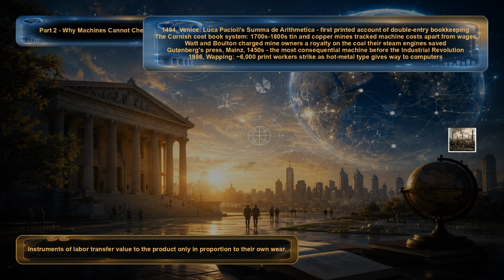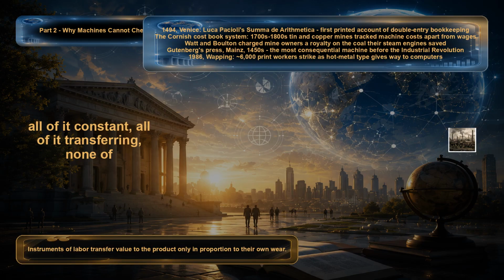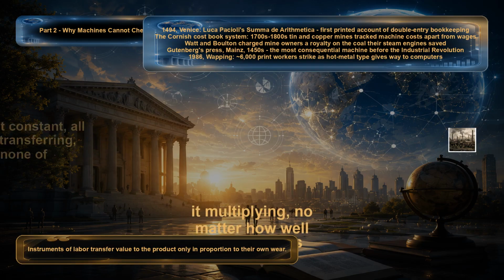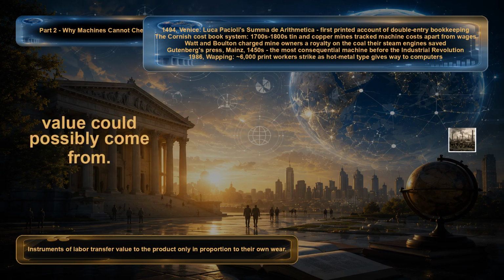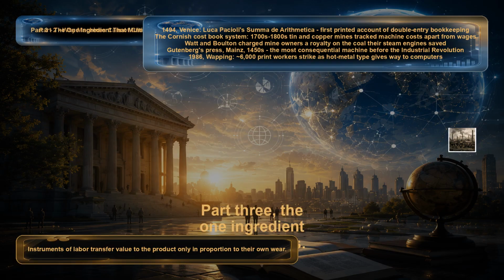Cotton, spindles, steam engines, servers, licenses, all of it constant, all of it transferring, none of it multiplying, no matter how well it performs its job. Which means there is exactly one place left in the entire production process where new value could possibly come from. Part 3. The one ingredient that multiplies.